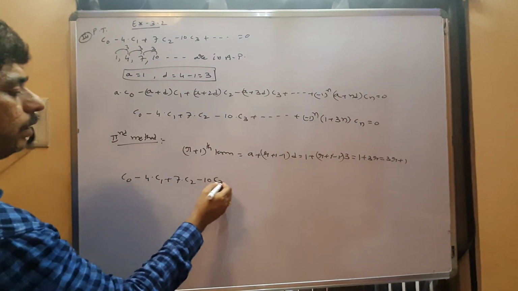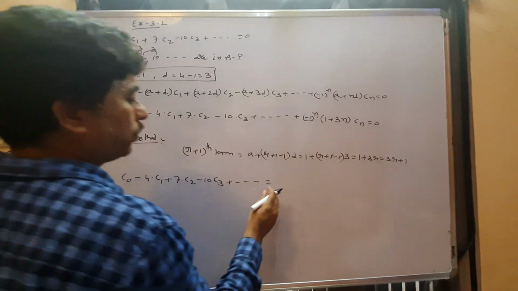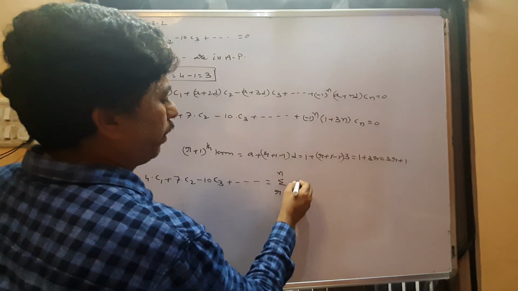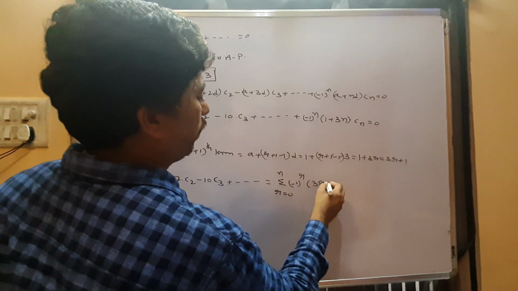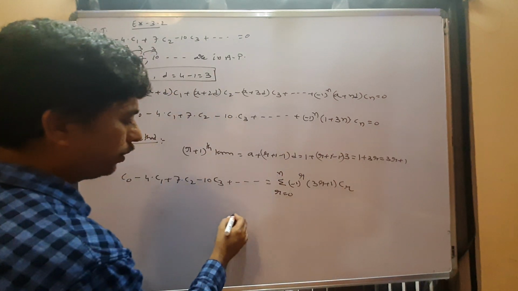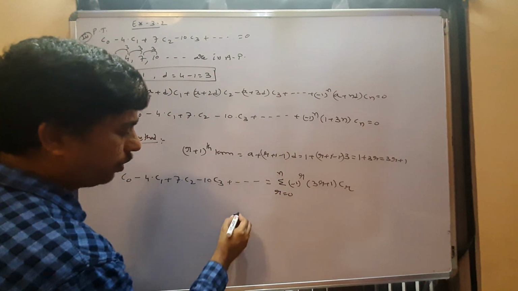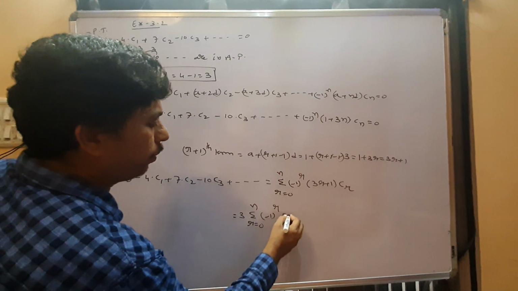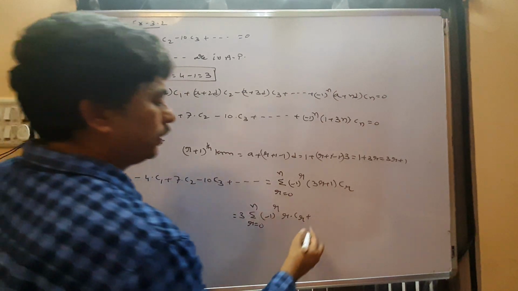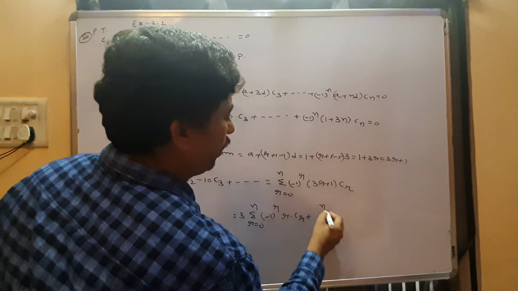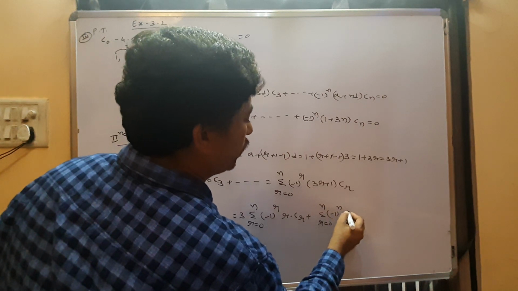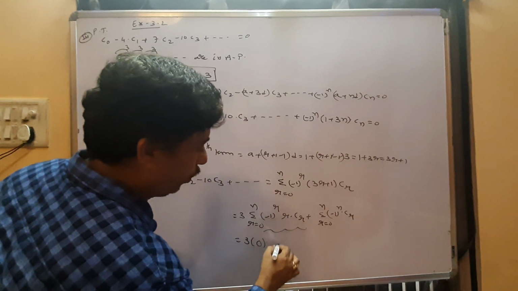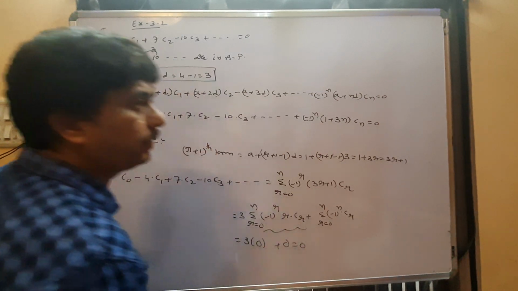Then this can be written as C0 − 4C1 + 7C2 − 10C3 + and so on, which can be written as (−1) sigma r equal to 0 to n, (−1)^r (3r+1) Cr. Opening the bracket, take 3 out: sigma r equal to 0 to n, (−1)^r r Cr plus sigma r equal to 0 to n, (−1)^r Cr. Obviously this value is 0, this total part is 0, plus this value is also 0. 0 plus 0 is 0.